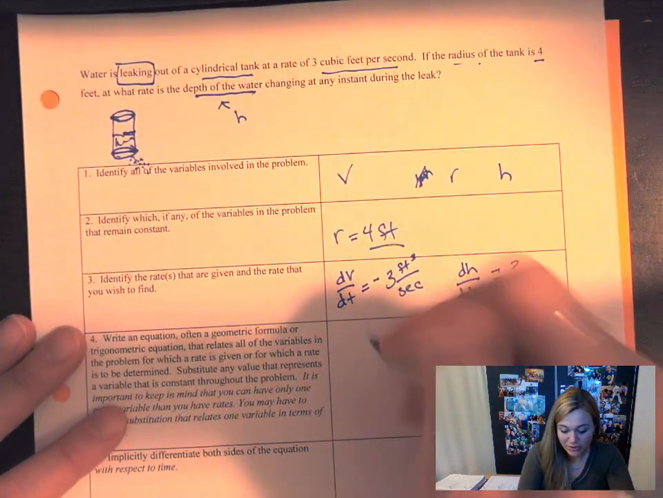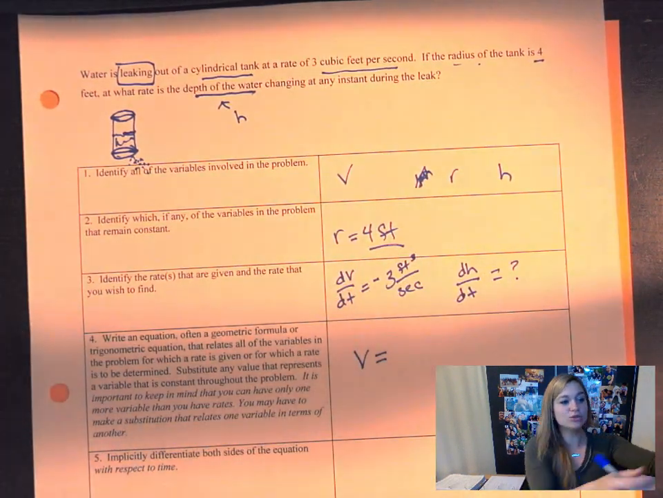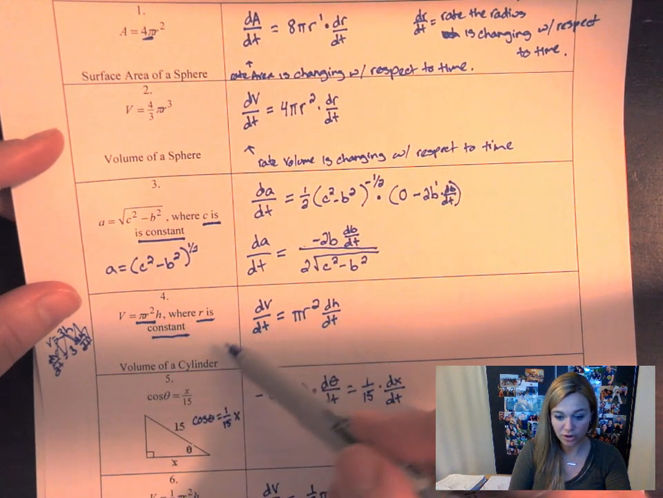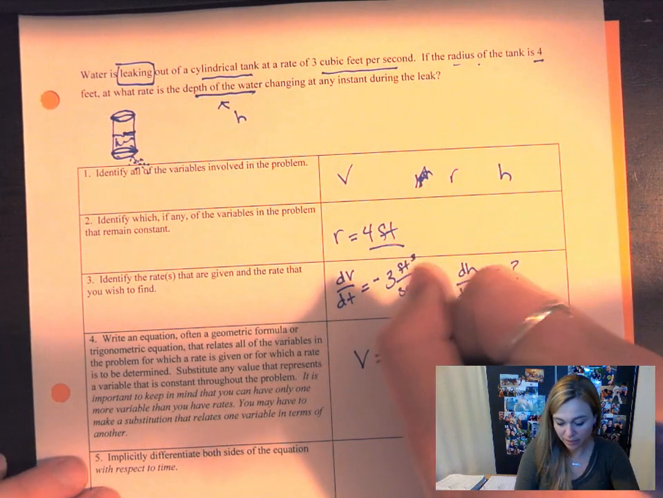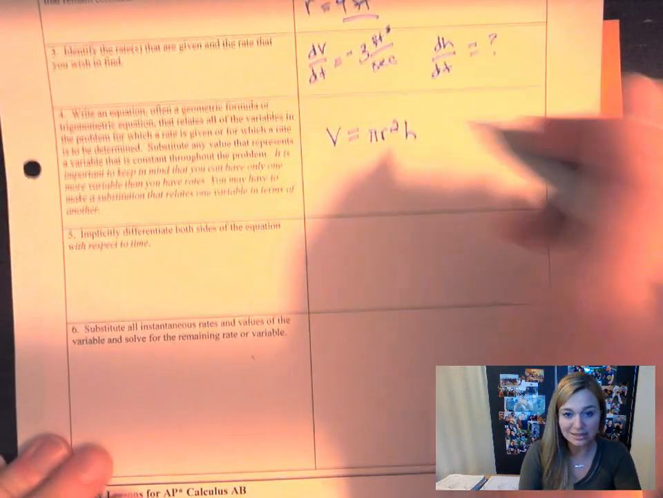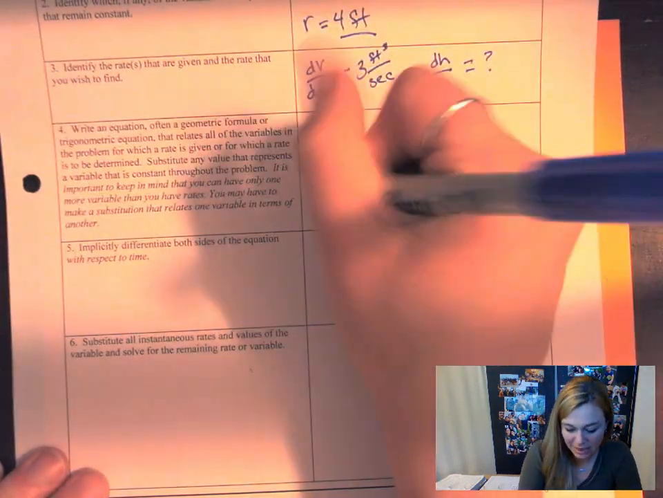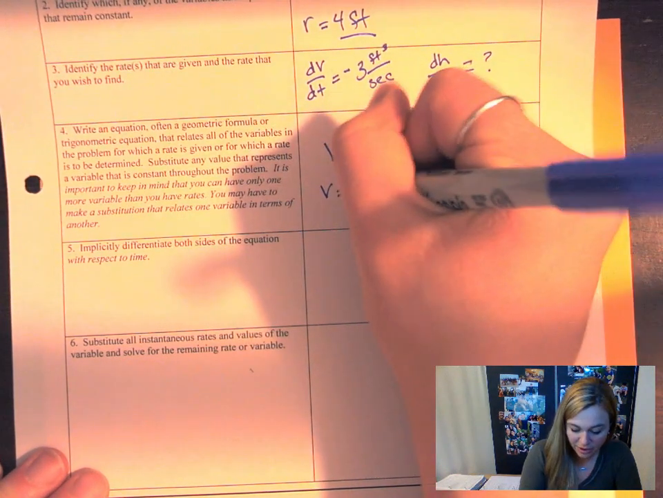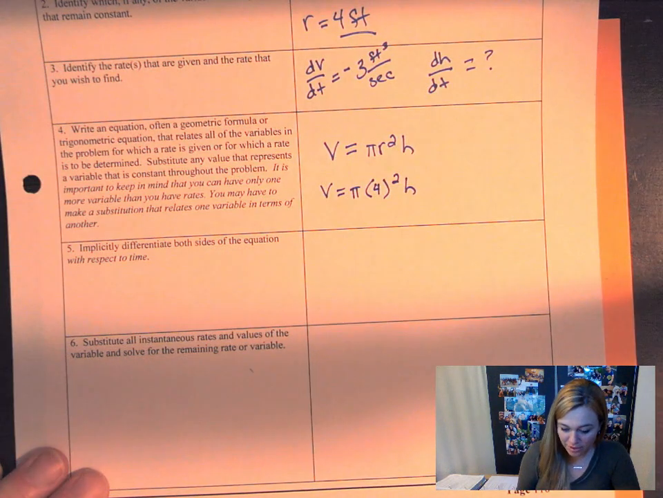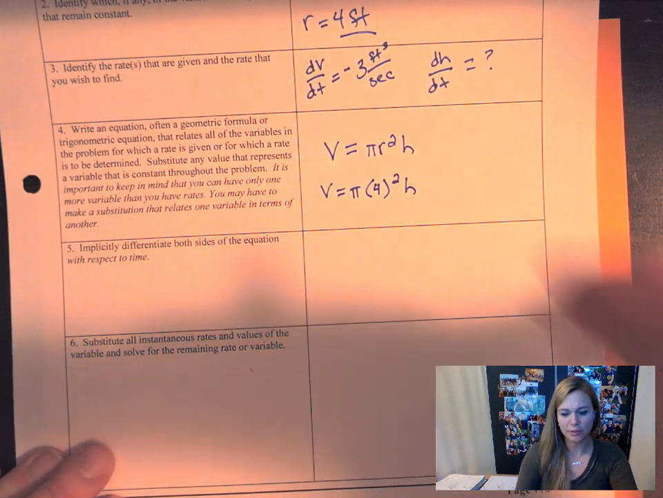Okay, so if I want to put this together, this is another one that I wouldn't expect you to know, but will be given to you, that the volume of a cylinder is pi r squared h. And r is a constant in this problem as well. So volume is equal to pi r squared h. Before I take the derivative, I'm going to put in the radius, because I know it's the same the entire time in the tank, regardless of what the water is. This would be pi 4 squared h.